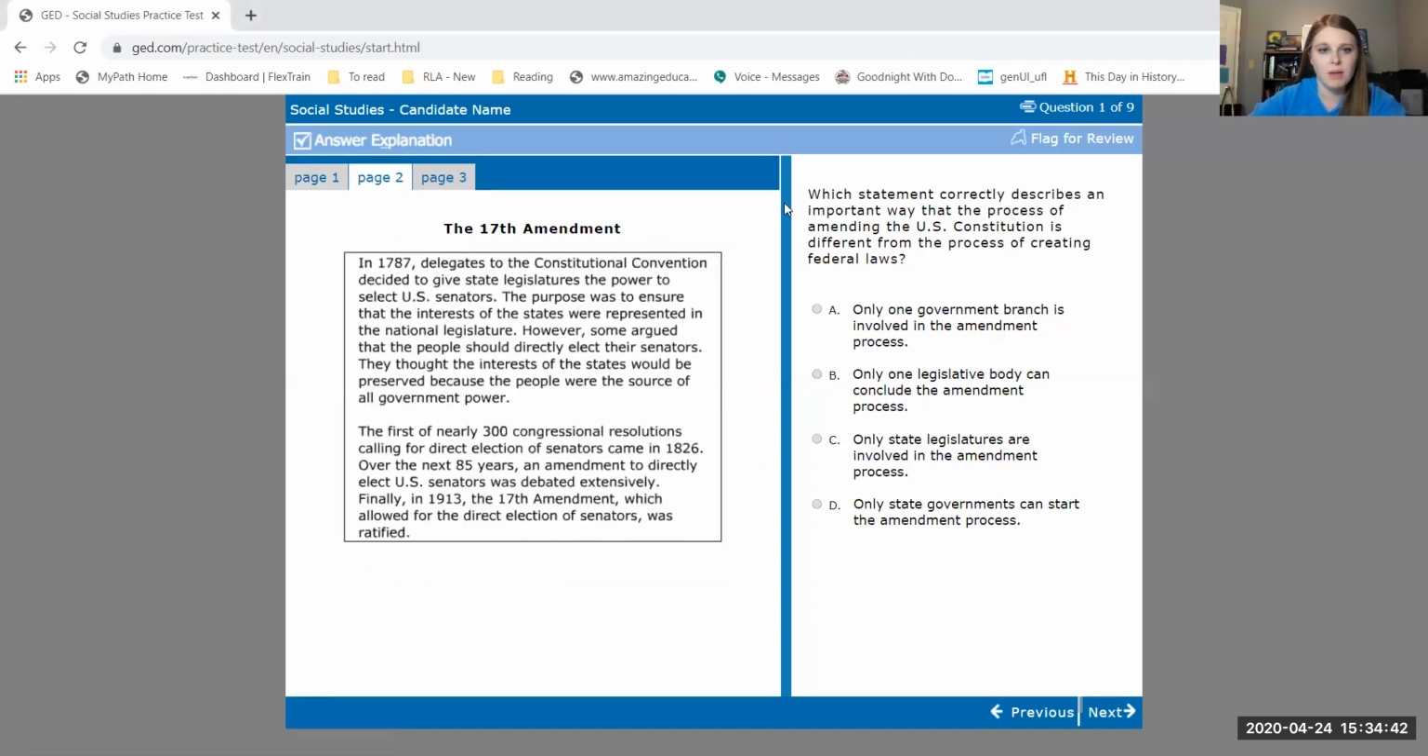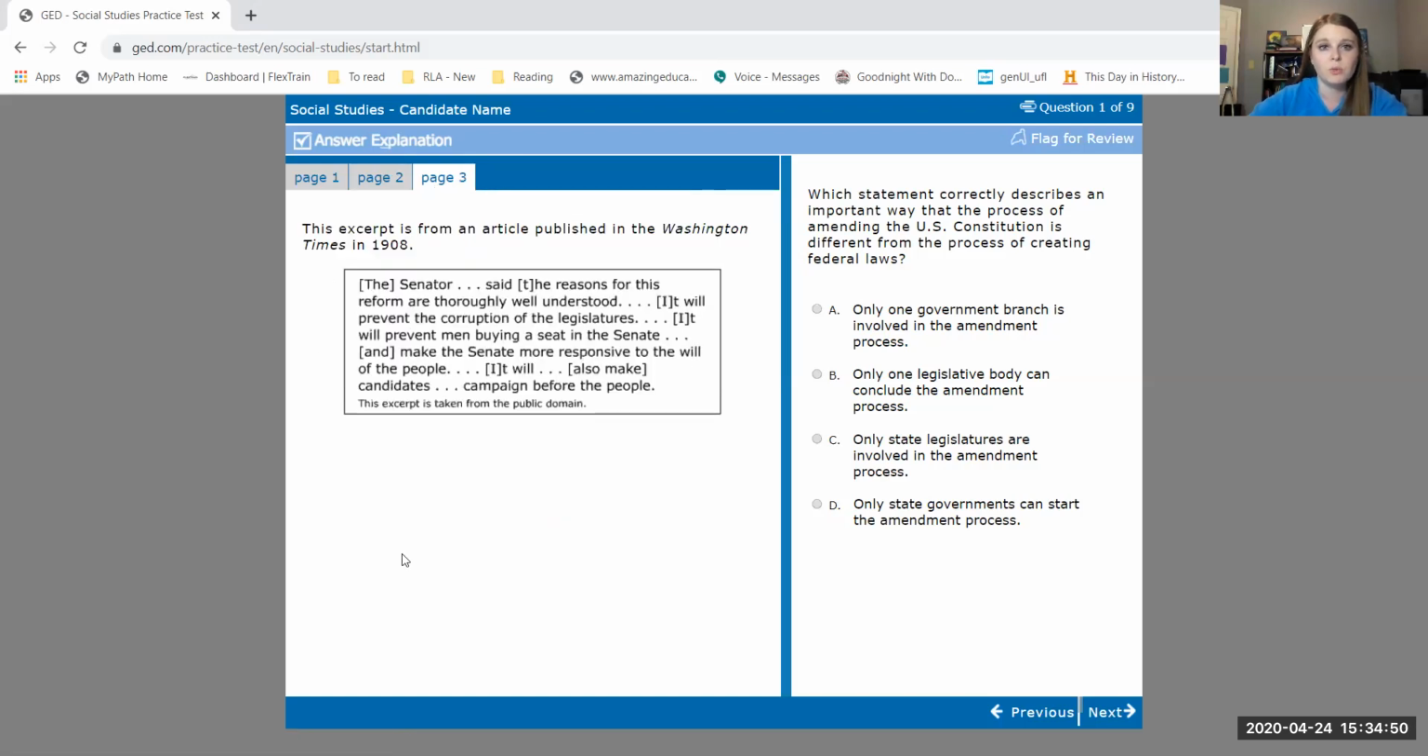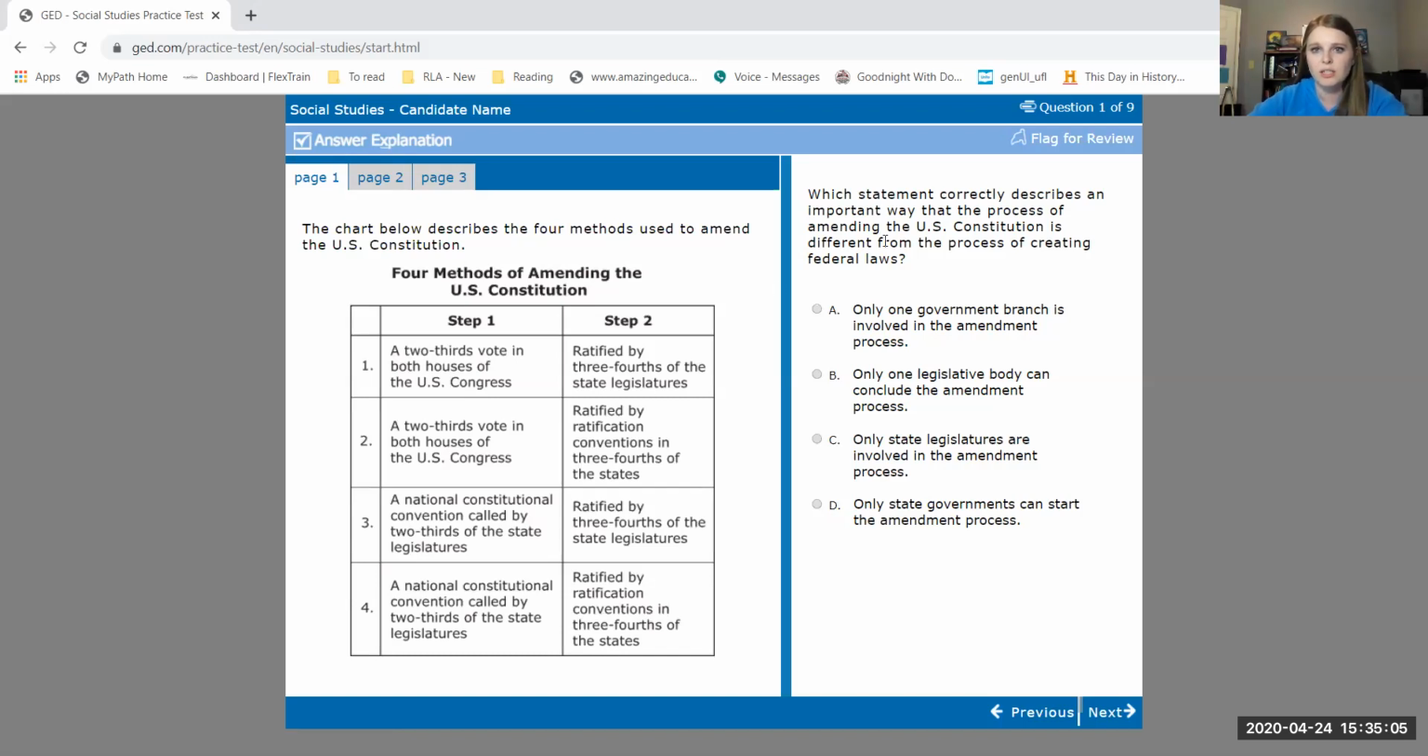The 17th Amendment. We've got 2 paragraphs describing the 17th Amendment to the Constitution. Page 3, this excerpt is from an article published in the Washington Times in 1908. Okay, so we see the time frame, 1908, and it's a newspaper article. All right, now before I start getting too deep into this, I like to kind of look at the questions.